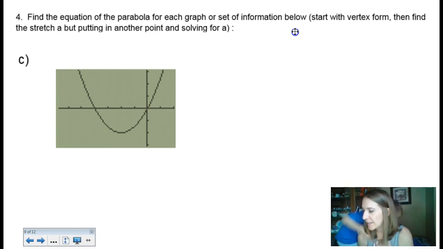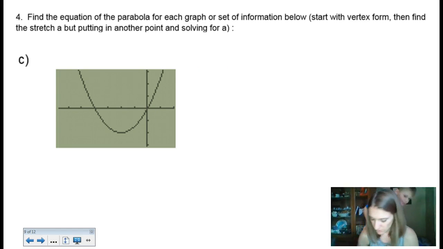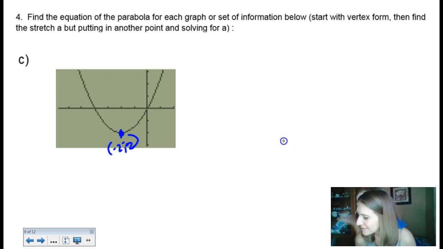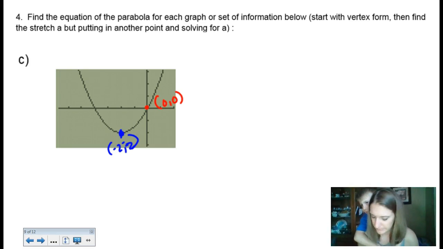All right, so this next one, we have to use the vertex at negative 2, negative 2. So there's my h and k. Negative 2, negative 2 is my vertex. And then I'm going to use the ordered pair going through 0, 0. So our formula: y equals, I don't know a.